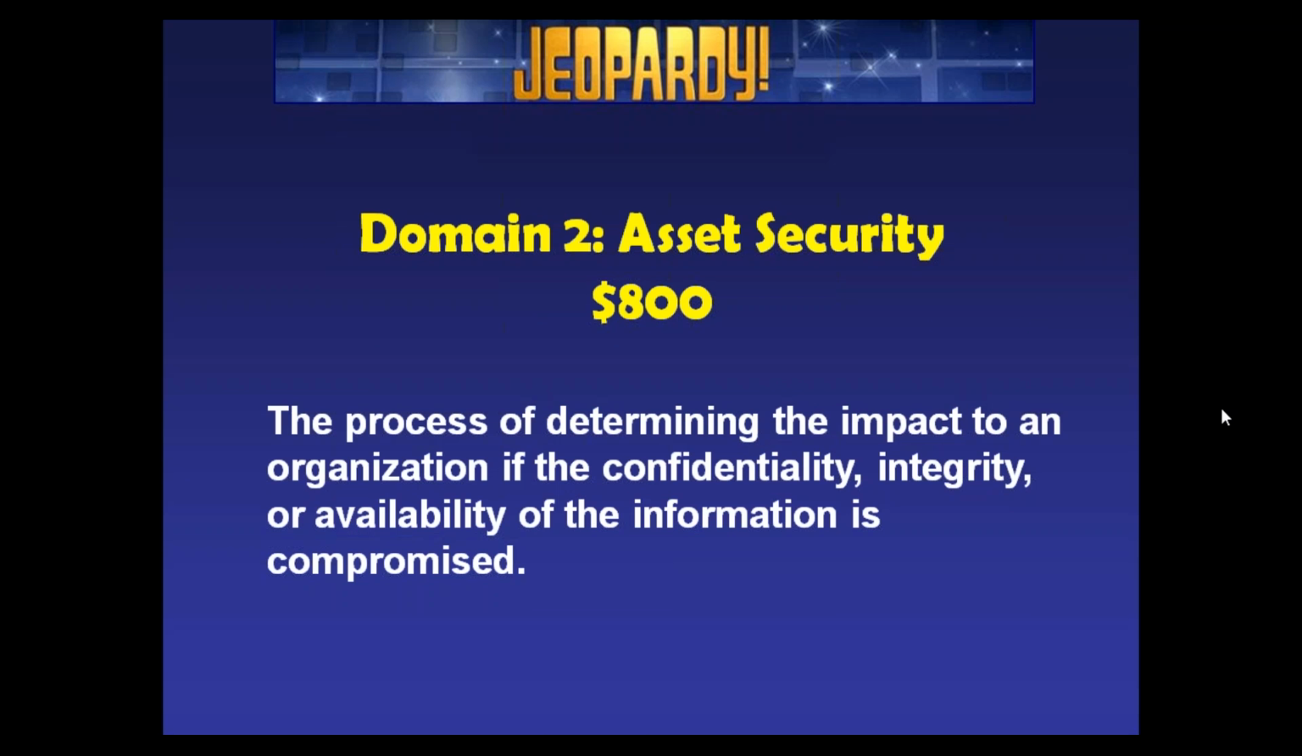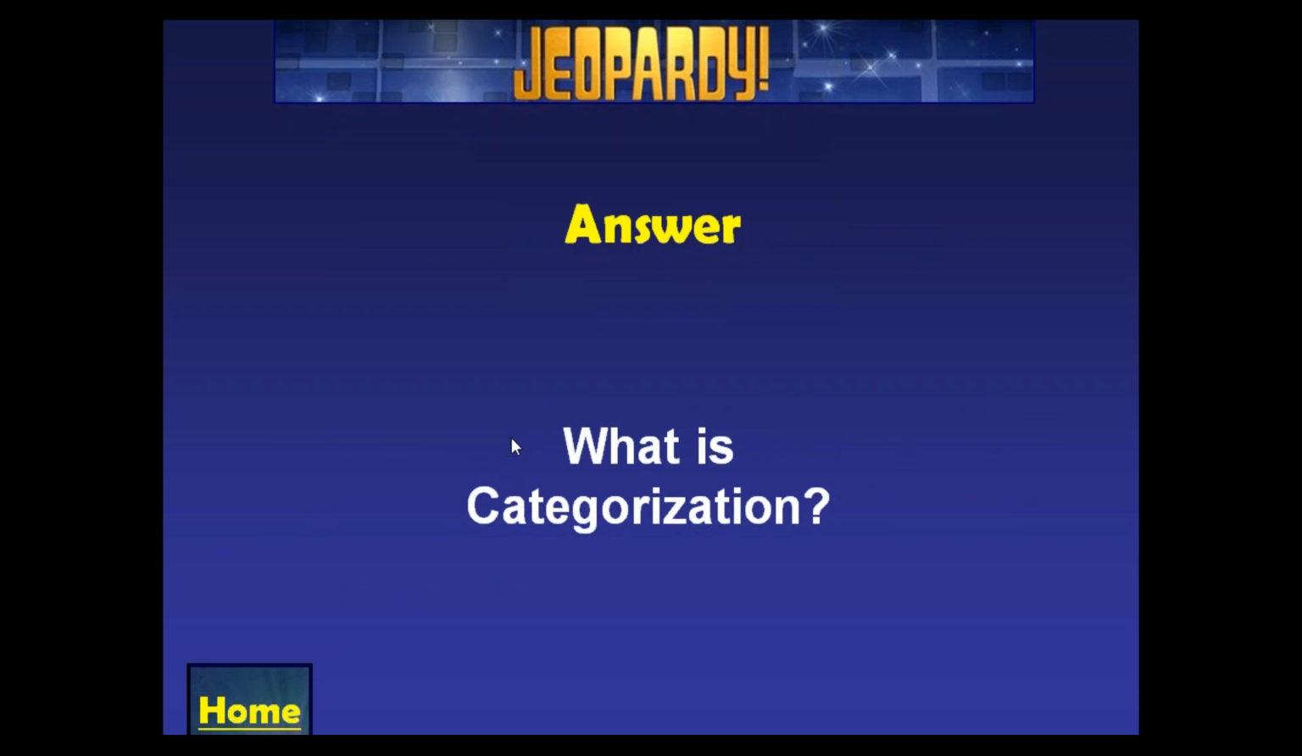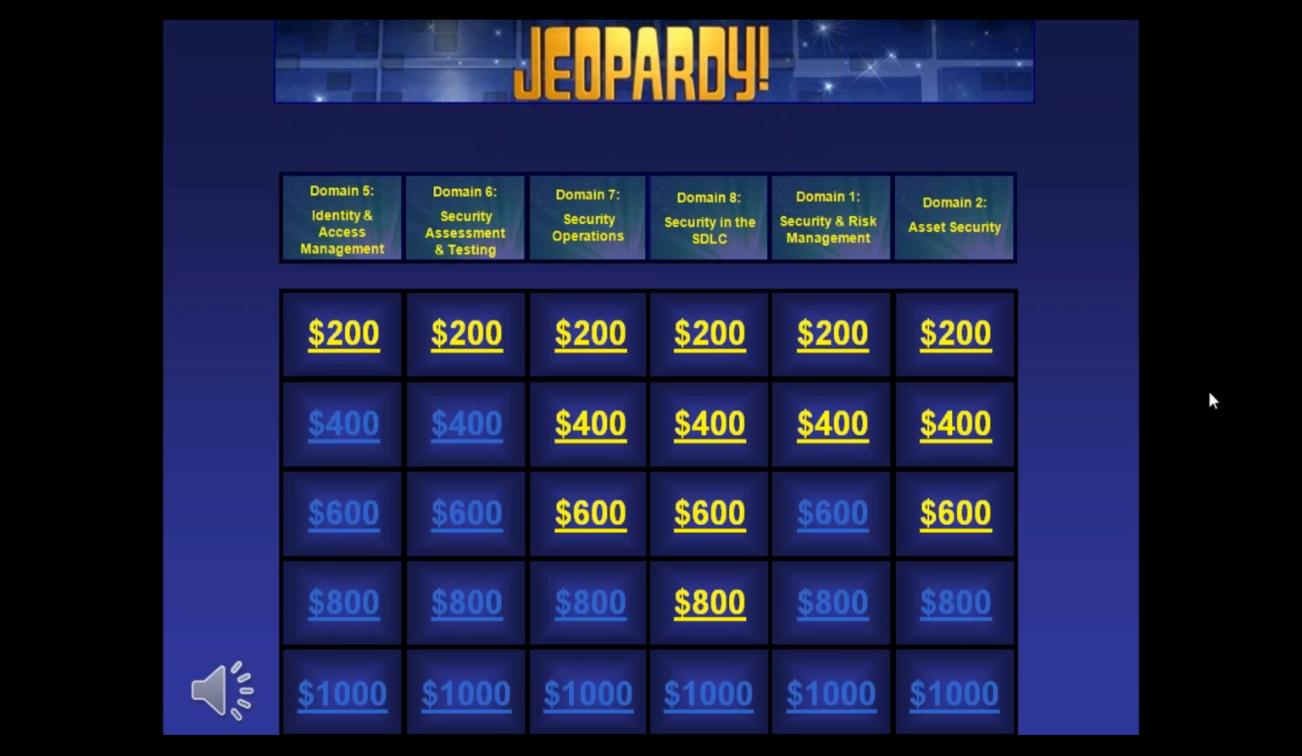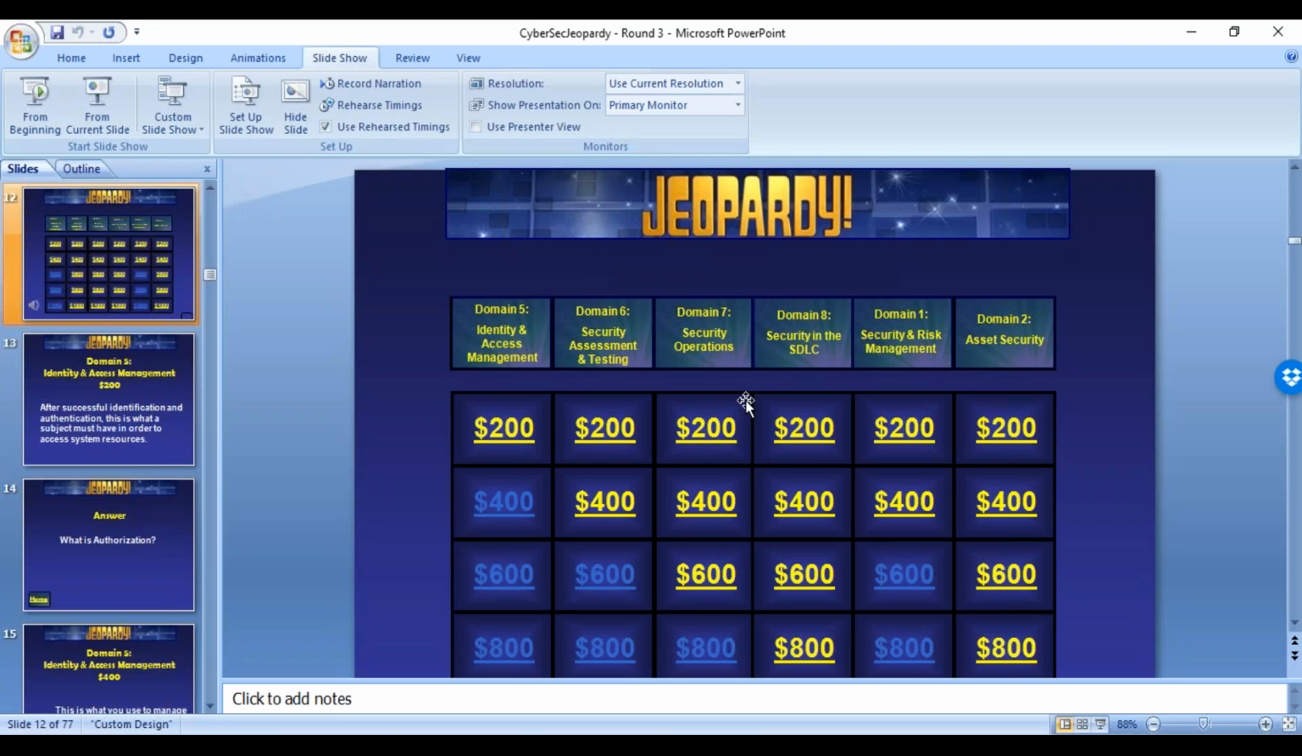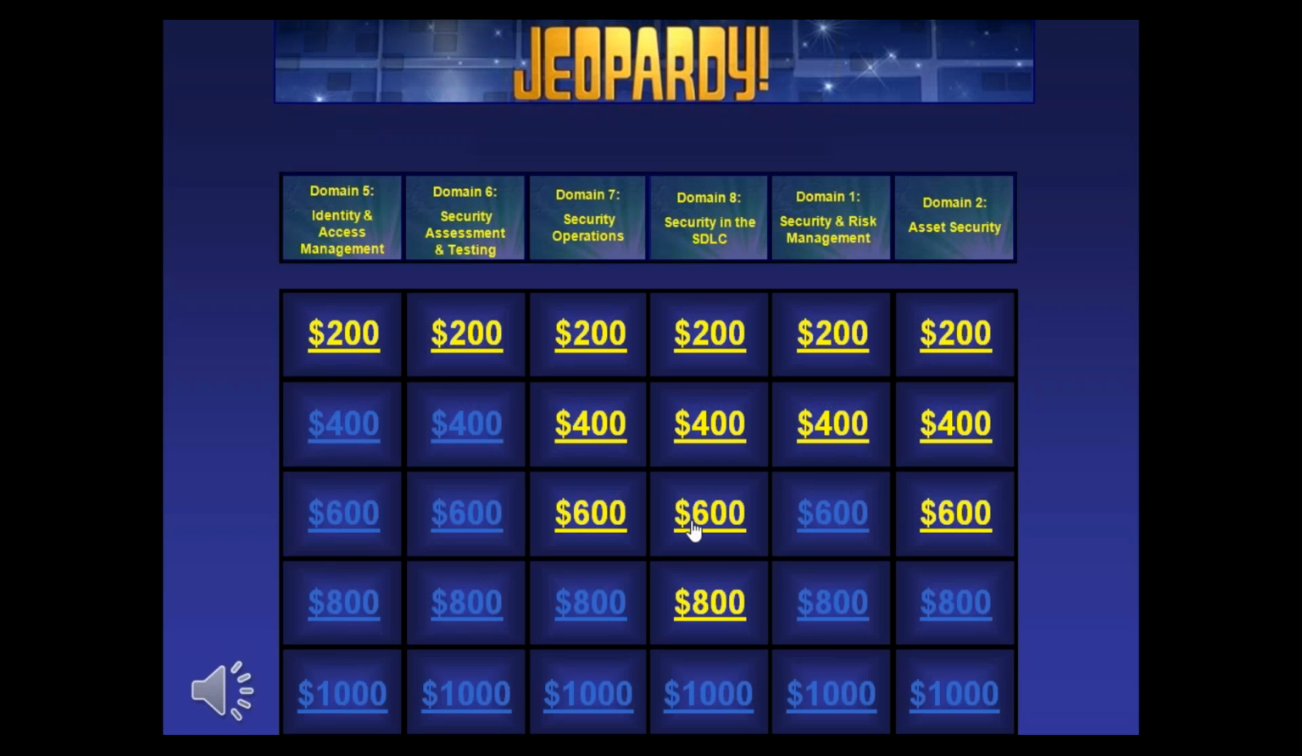All right, I have a correct response from the Terminator. What is categorization? After software or hardware system components are procured and installed, they must be hardened. But when it comes to system categorization, we're looking at the impact to the organization if the information on the system is compromised. If the confidentiality, integrity, or availability of each information type on the system is compromised, what would be the impact to the organization? It's the first step in the risk management framework process, the old DIACAP and DITSCAP process.